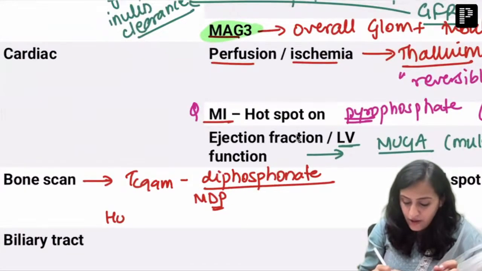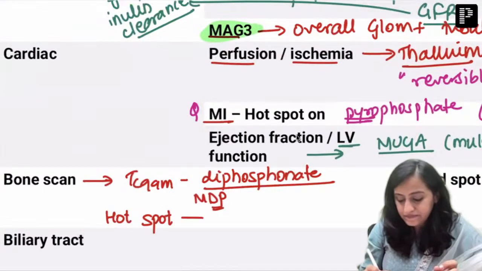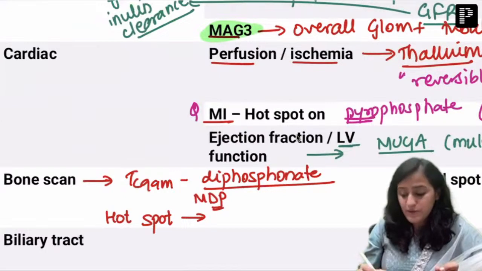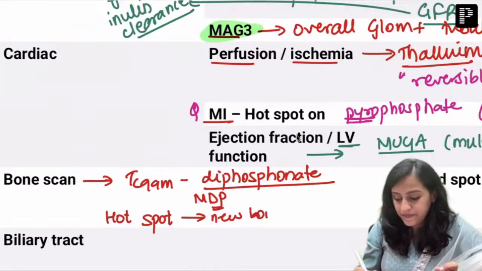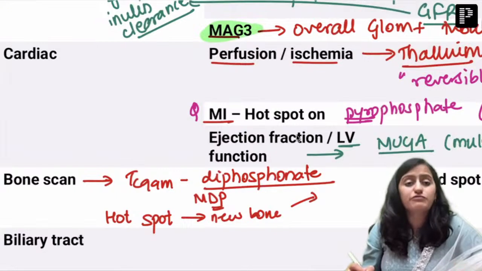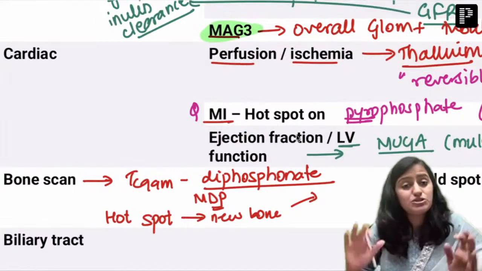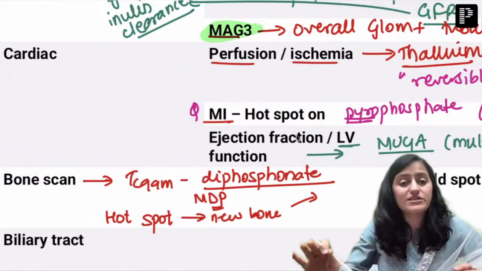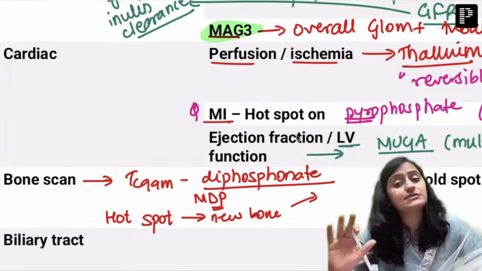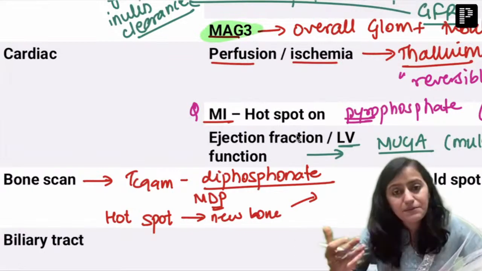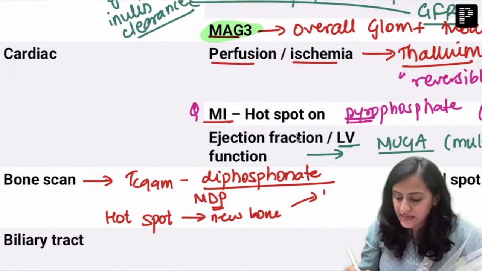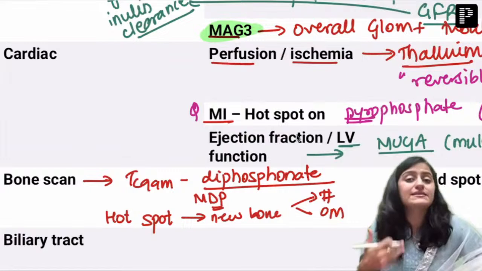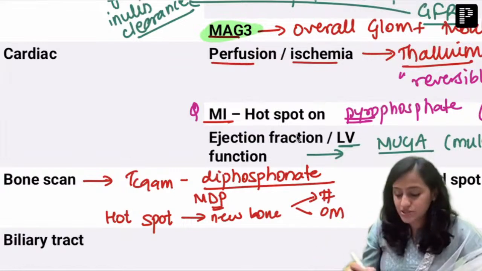And where do you get a hot spot in the bone scan? Hot spot is seen when there is new bone formation. Please understand this fact that a positive bone scan hot spot does not mean that it is metastasis only, right? There are multiple causes. Wherever there is new bone formation, like in fracture, you have new bone callus formation. In osteomyelitis, there is new periosteal reaction which is happening.